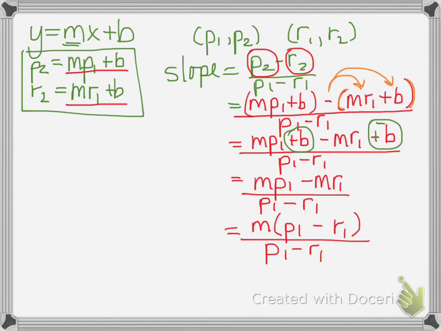So one last thing to do is to notice that I have P1 minus R1 in the numerator and P1 minus R1 in the denominator. So those can cancel out because they become a factor of 1.